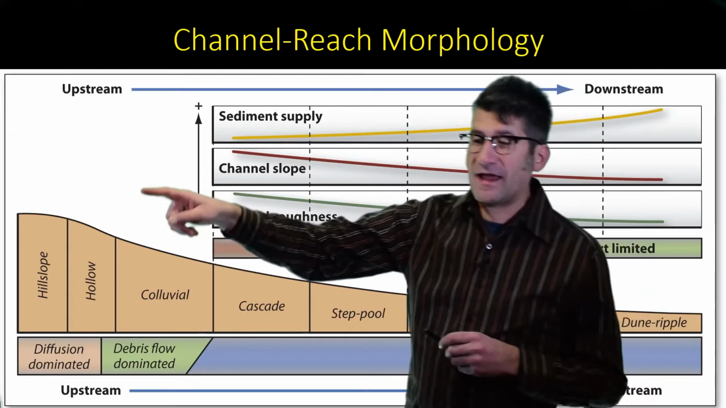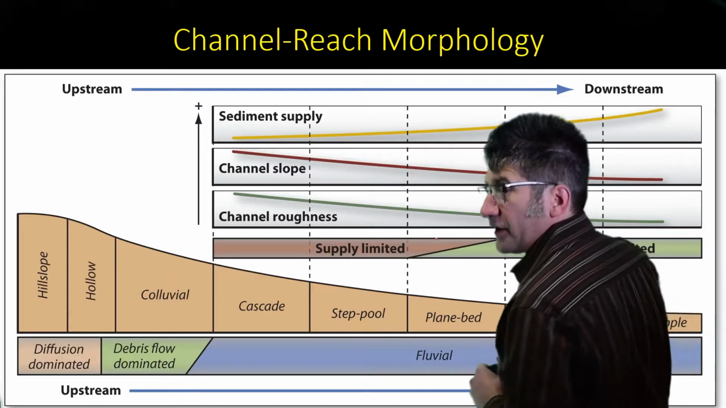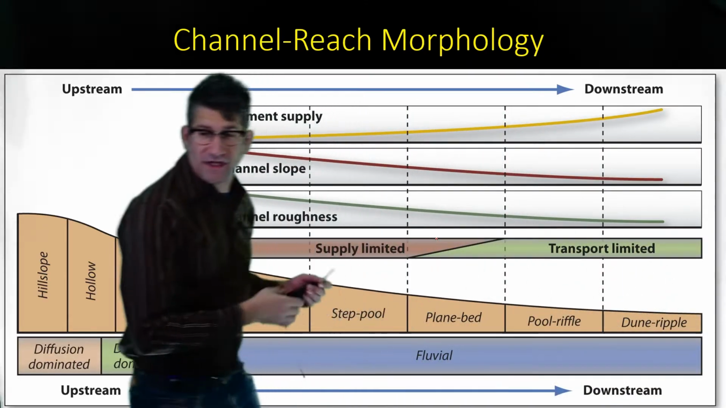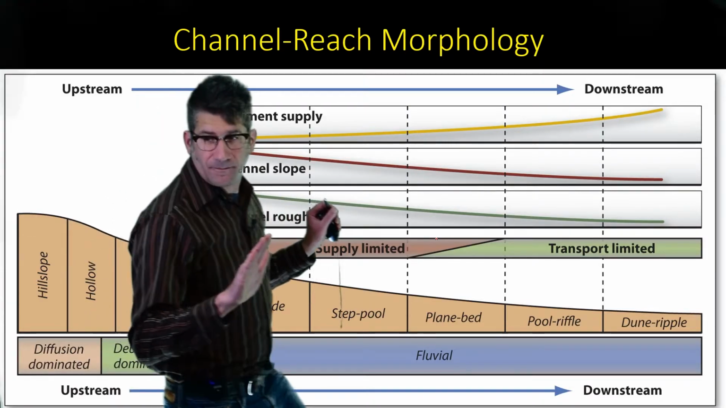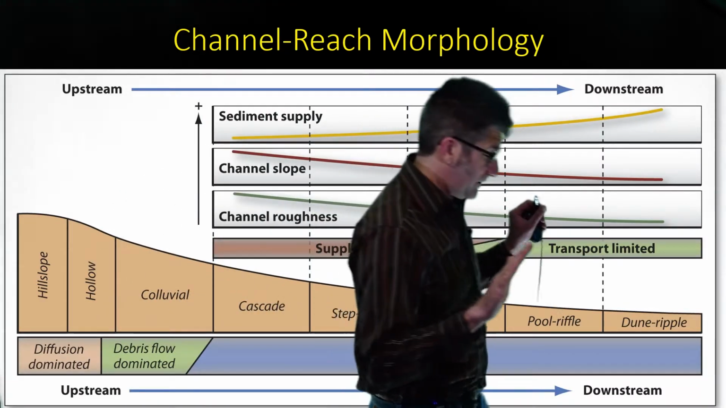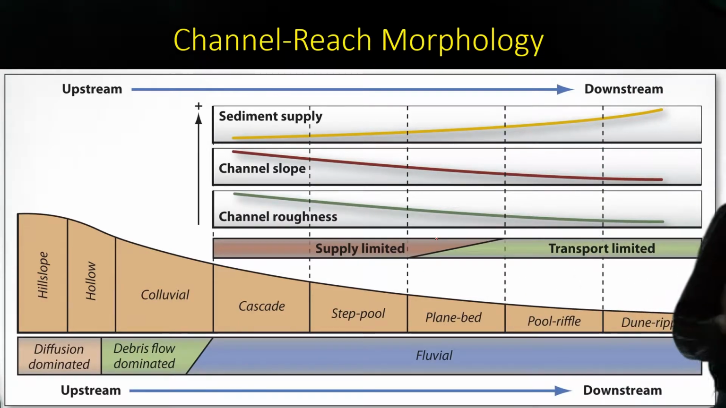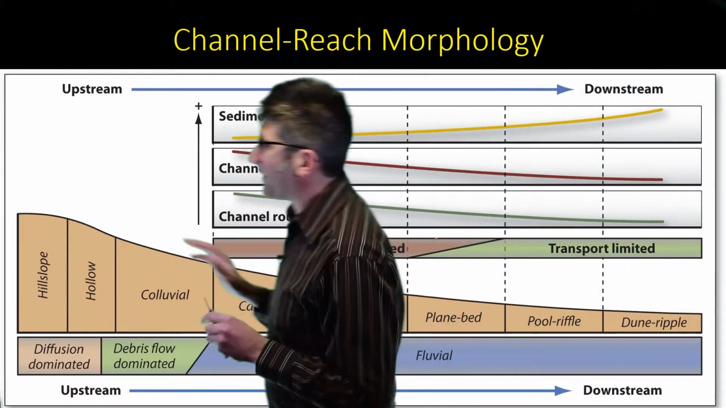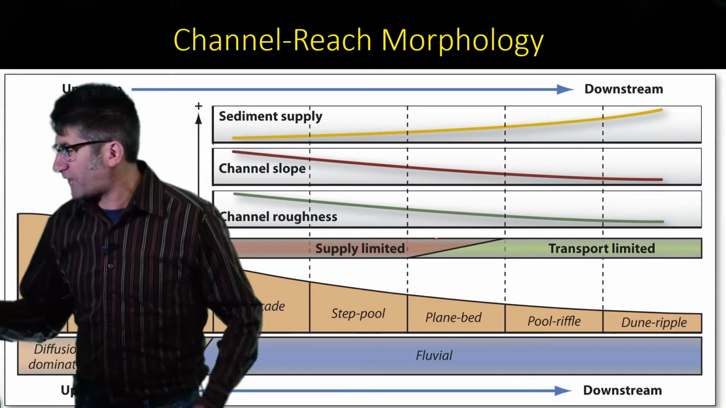We've already done that. But as we move into the fluvial portion of the spectrum here of the drainage basin, we see a consistent change from cascade pools to step pools to plain bed to dune ripple all the way over here. So when we think about this, these are the terms we're going to be looking at in terms of the morphology of the stream.